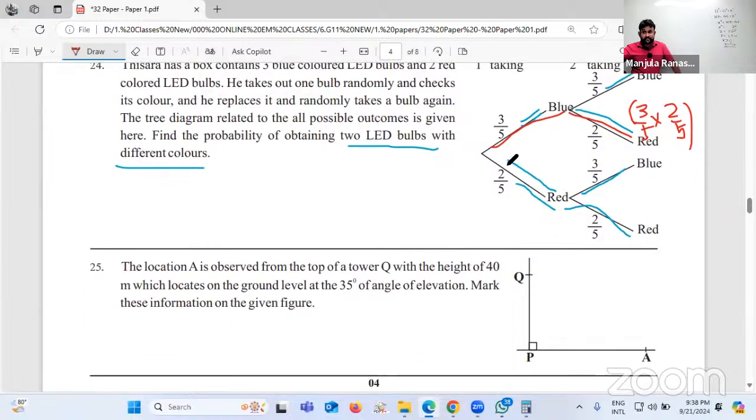Then the second case: red first, second one blue. What is the probability of that one? Again, 2/5, just multiply the branch probability, 2/5 into 3/5. Okay, the same answer as above. So the sum of these two events, first one blue second one red, is this probability plus this one, first one red meaning 2/5 into the second one blue meaning 3/5. So this is how you find the answer.